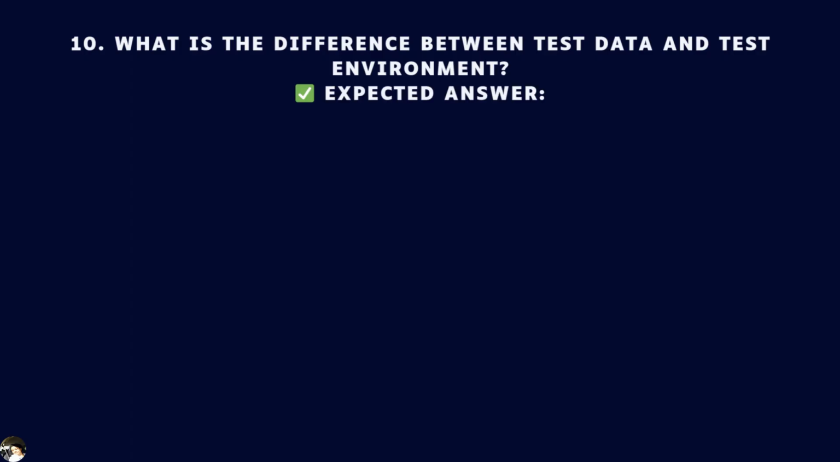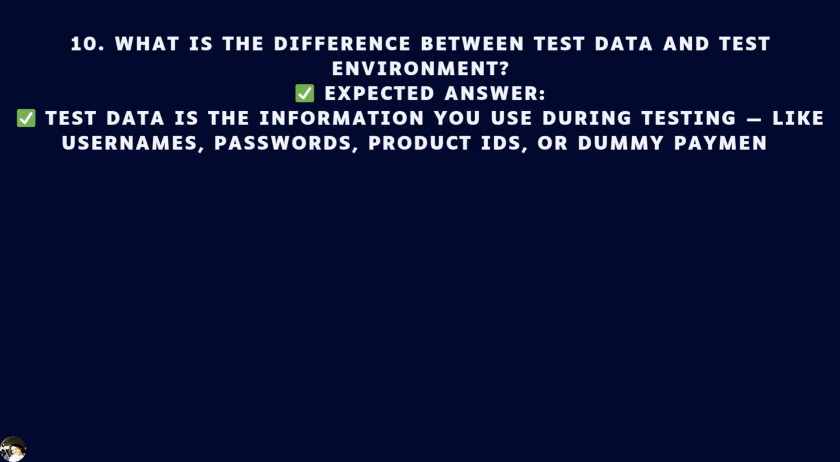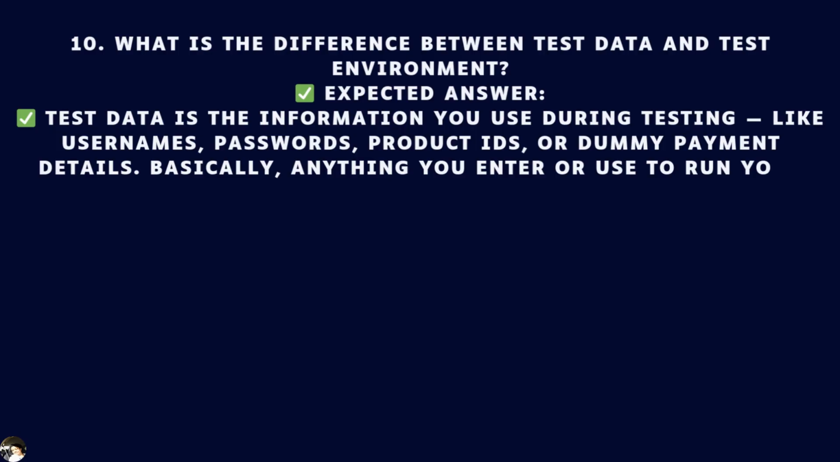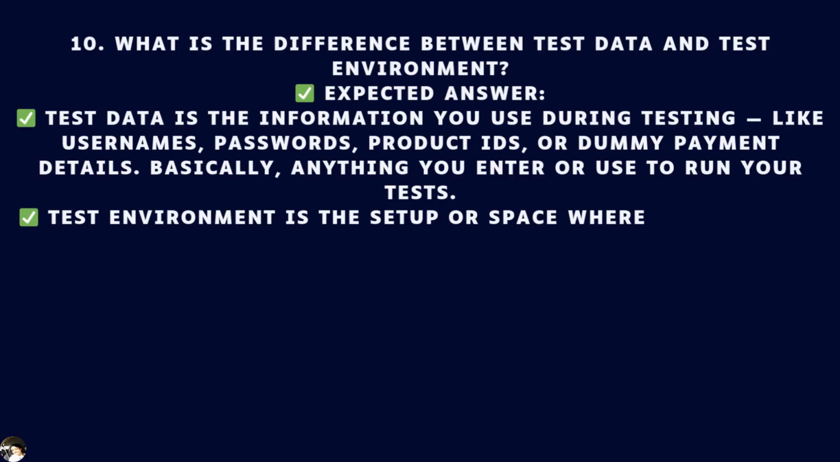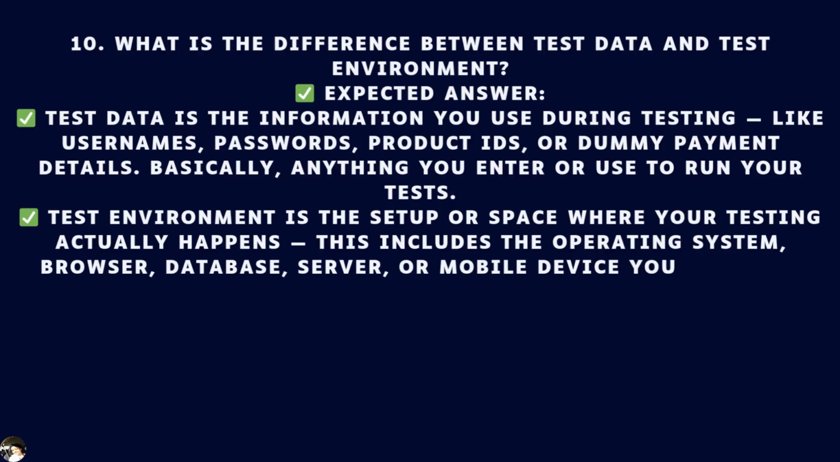Question 10. What is the difference between test data and test environment? Expected answer. Test data is the information you use during testing, like usernames, passwords, product IDs, or dummy payment details. Basically, anything you enter or use to run your tests. Test environment is the setup or space where your testing actually happens. This includes the operating system, browser, database, server, or mobile device you are using.